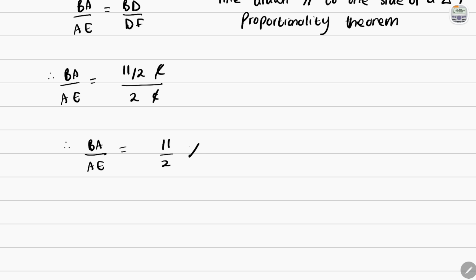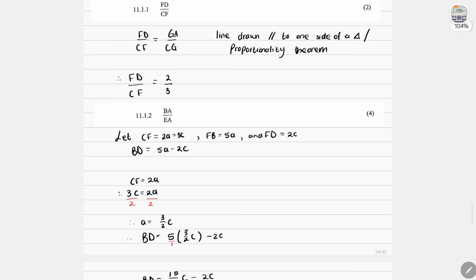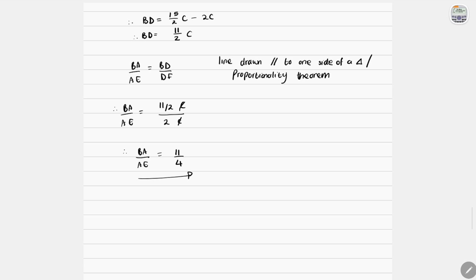So use tip and times. This becomes multiplied by 1 over 2, which is 11 over 4. And that is our answer. Okay, and that is it for that question. Moving on to the next question.